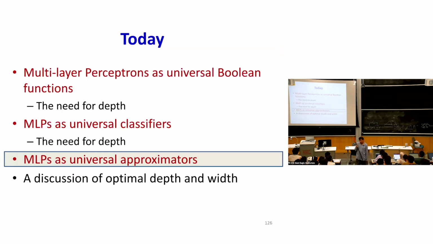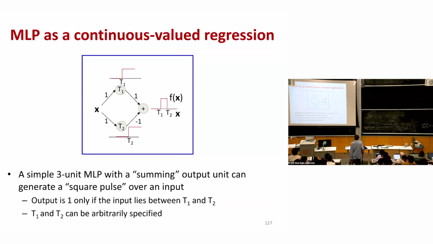So we've looked at classifiers. Now let's look at approximators. Same thing. We saw in the last class how I can compose a multi-layer perceptron to capture any scalar function of a scalar variable. So I could start off with this little network, which is going to produce an output of 1 between the thresholds T1 and T2 and 0 elsewhere.